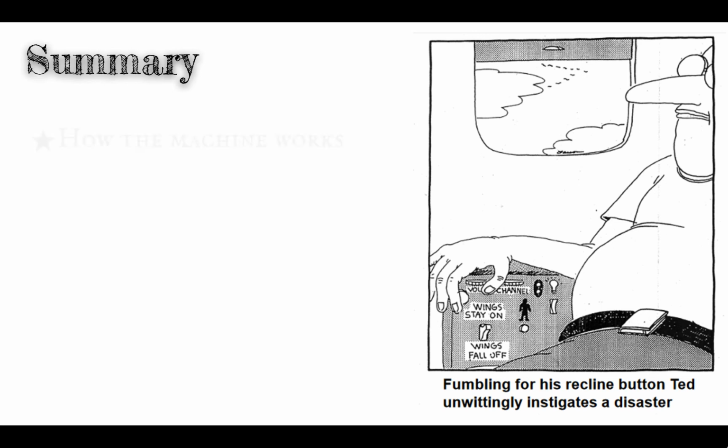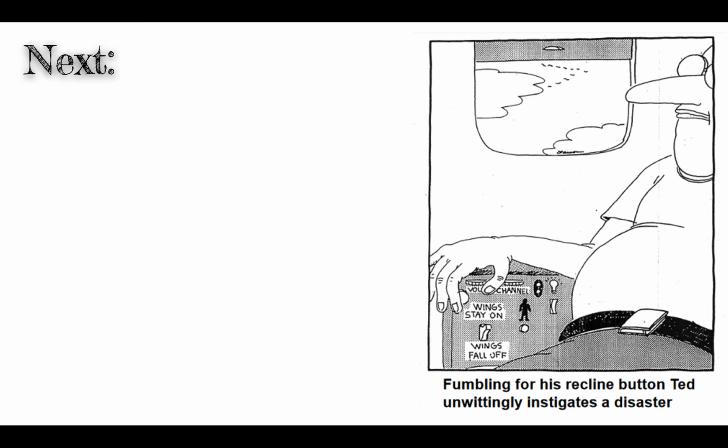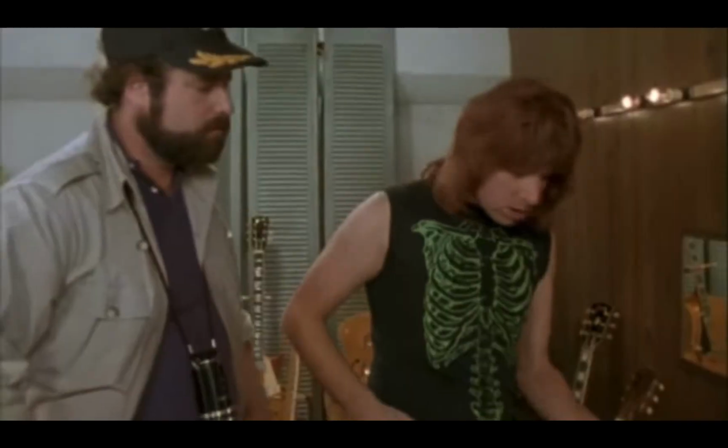Today we talked about how the machine works, we talked about the three main adjustments of positioning your probe properly, changing your gain and your depth, and we talked about the importance of various artifacts. Next time, we'll get to the fun part and talk about detecting free fluid, free air, and looking at the heart.